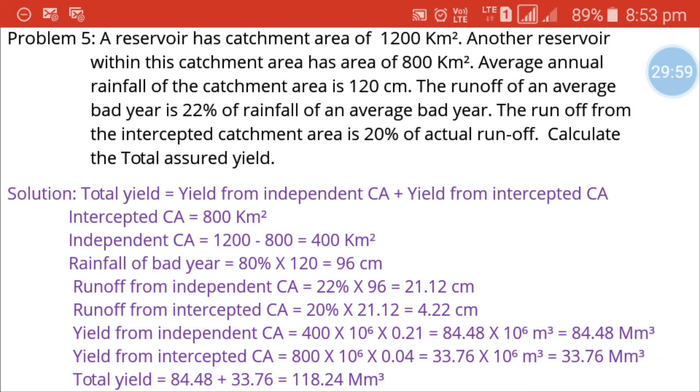Now what we have to do? We have to do just the summation of these two. So the total yield is equal to 84.48 plus 33.76, and as such finally we get the answer equal to 118.24 million cubic meter. So dear students, whatever calculations I am explaining here, please do it roughly, and for doing so you can pause this video whenever it is required.